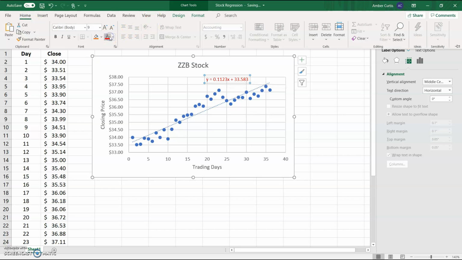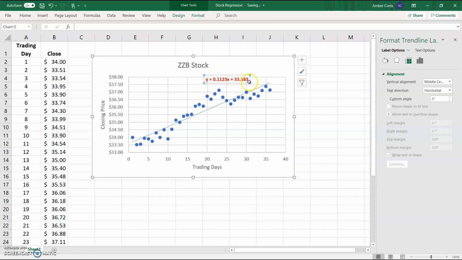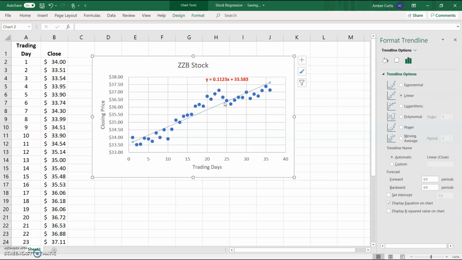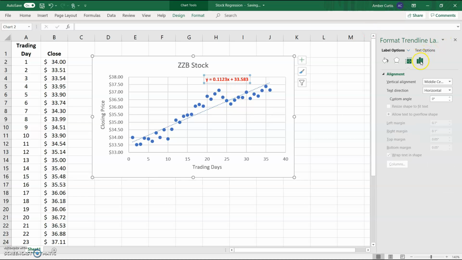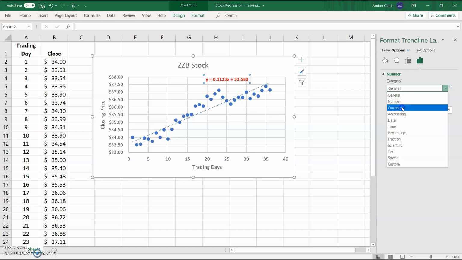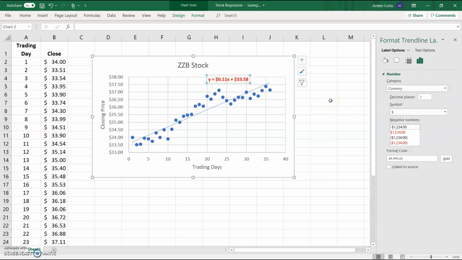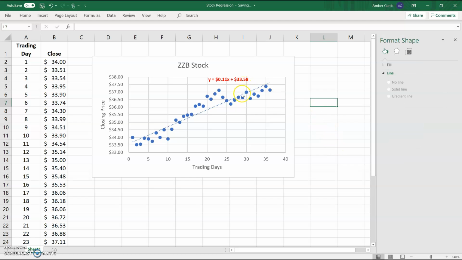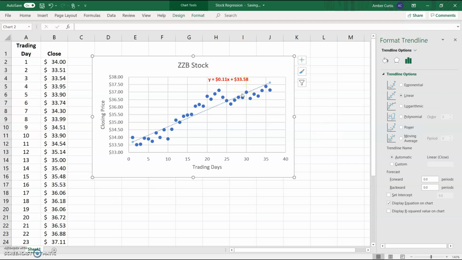I can change the color so that it stands out more. Now, because this equation is representing a change in money, I'm going to make sure that my equation has the place value of money. So when I click on the equation itself, over here in my menu, I'm going to click on the one that looks like a bar chart, and I'm going to change it from category general to currency or money. Now, I'm also going to have it display my R-squared value on the chart.